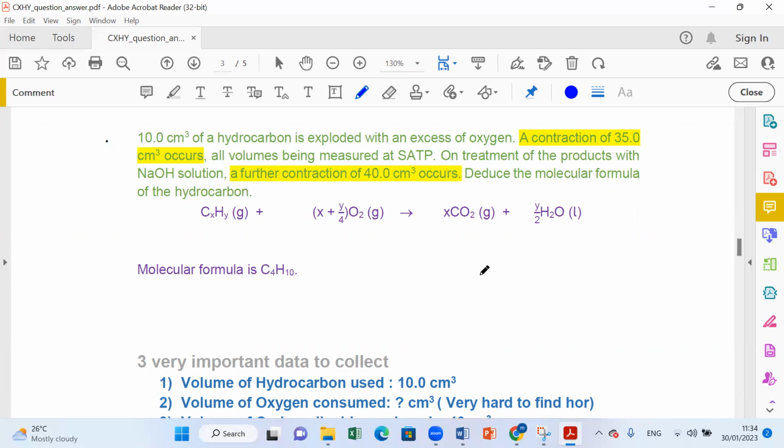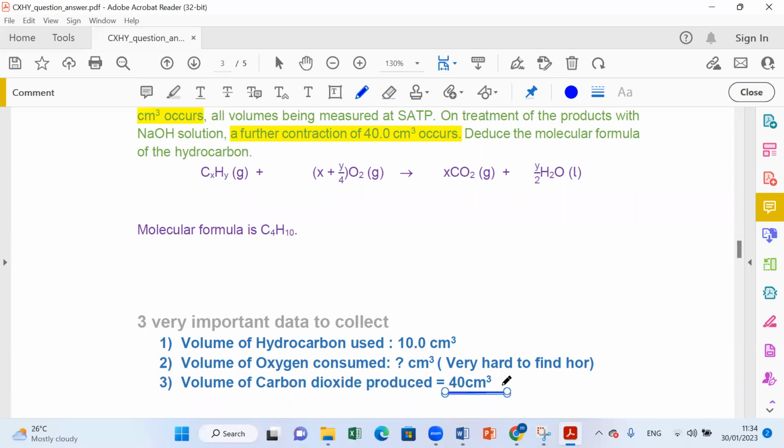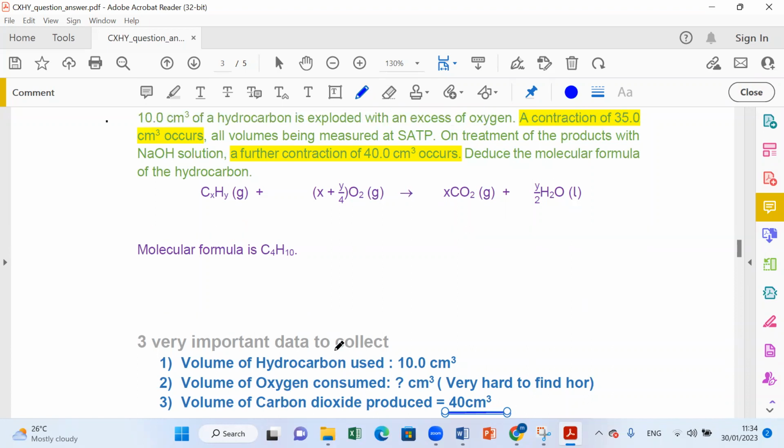So basically, the second contraction tells you something very important. It basically tells you the volume of carbon dioxide, right? Then, very simple. This part, you can get. That means you already know you can solve your X, because you can see that your X in this case will be 40/10, which happens to be 4. X is 4.